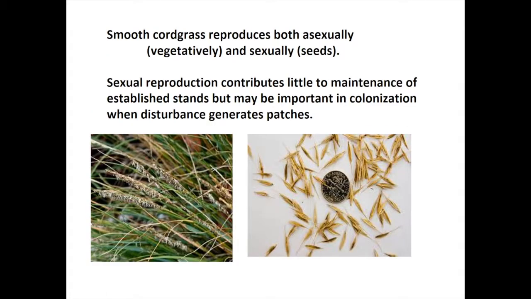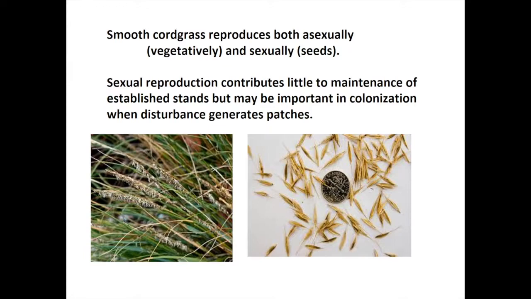So smooth cordgrass can reproduce both asexually or vegetatively from those rhizomes growing and new stems growing up from that, as well as sexually. They are flowering plants and they do produce seeds. Now that sexual reproduction through seeds really contributes very little to the growth and maintenance of a particular stand of grass, so most of that is asexual reproduction.